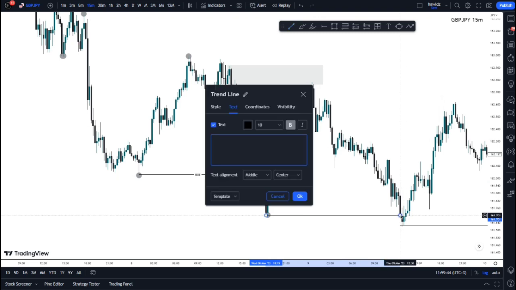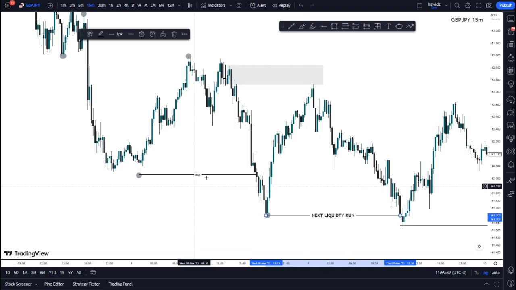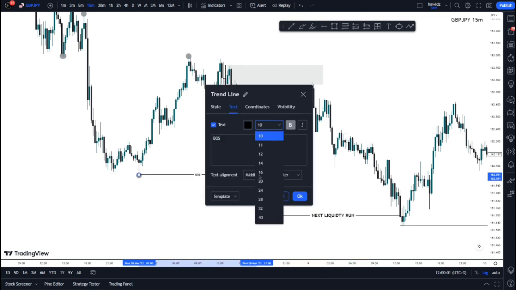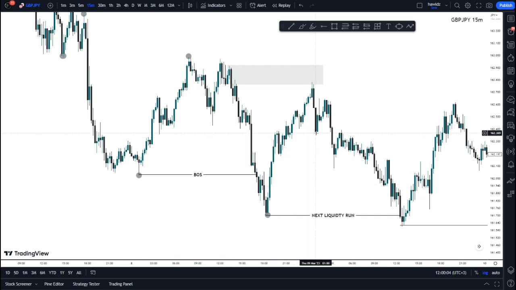as our next liquidity run. So we can just type that, next liquidity run. So let's just make that big, about 16. I think that would be enough, and this too. So this is what we want to see.